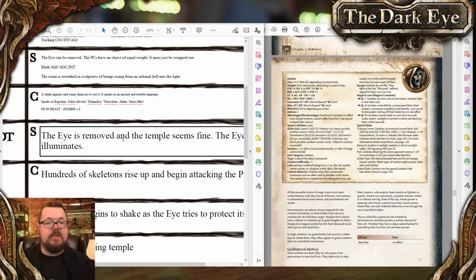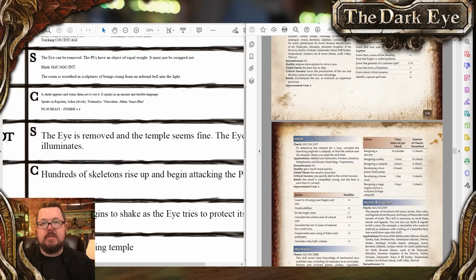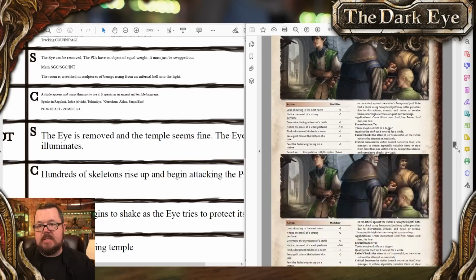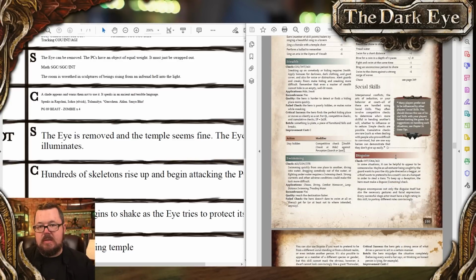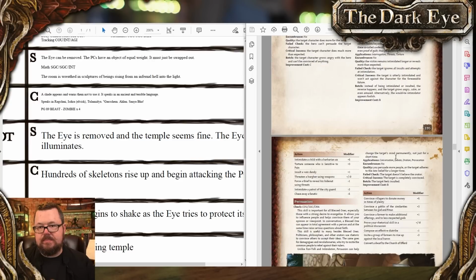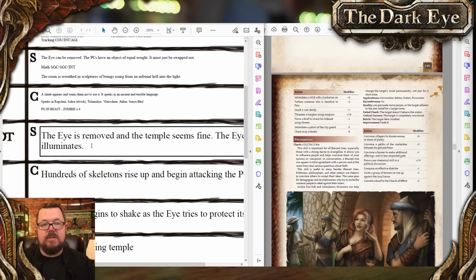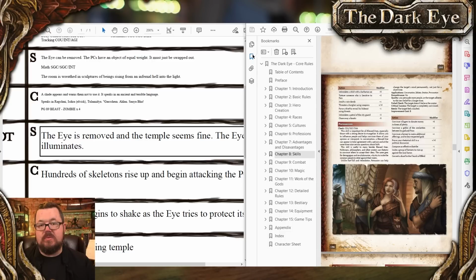Okay, so then we get to the eyes removed and the temple seems fine. Then the eye illuminates. Now, The Dark Eye has quite a lot of information. I think he said 196. So let me just go to page 196 in the email. No, that can't be right. I must have misremembered it. Nonetheless, the Dark Eye is going to do something. I think I wanted it to open up. I think it wants to light up and scare the hell out of these creatures that have now disturbed its rest or dared to violate it, I suppose you could say.